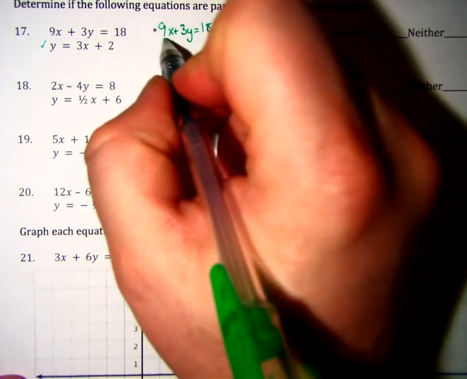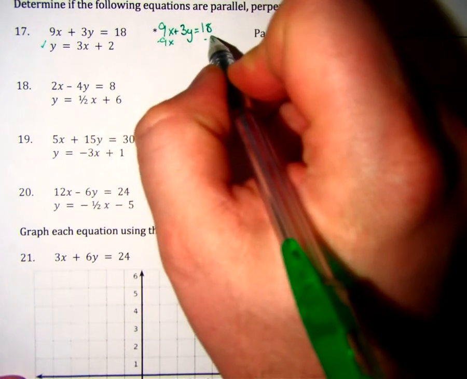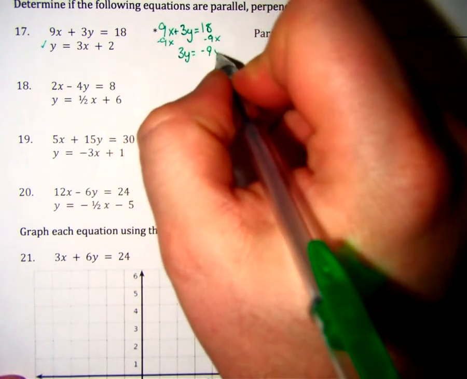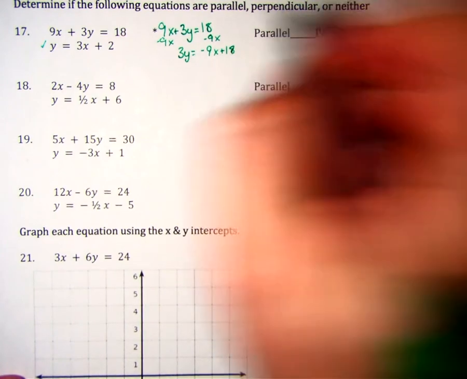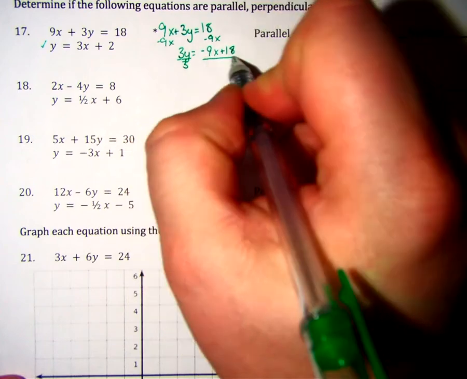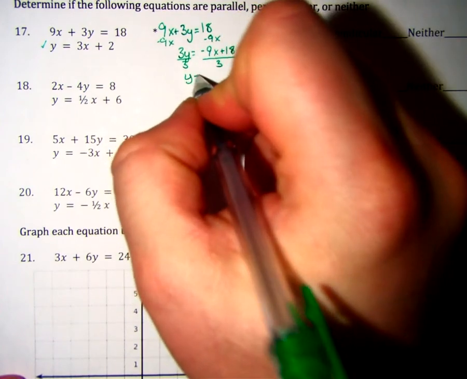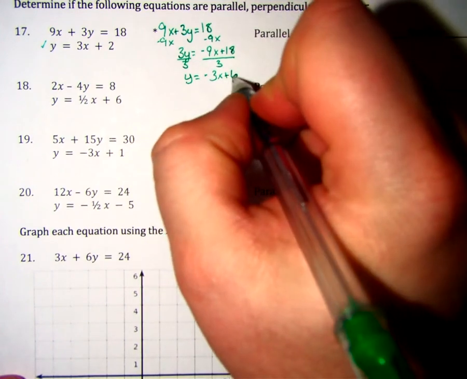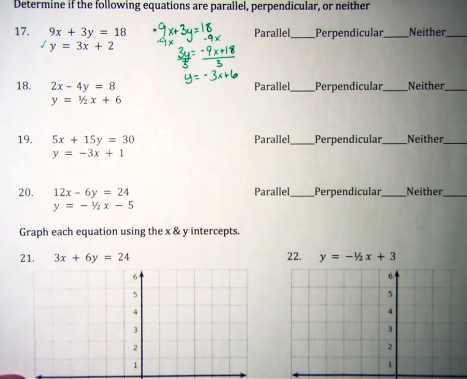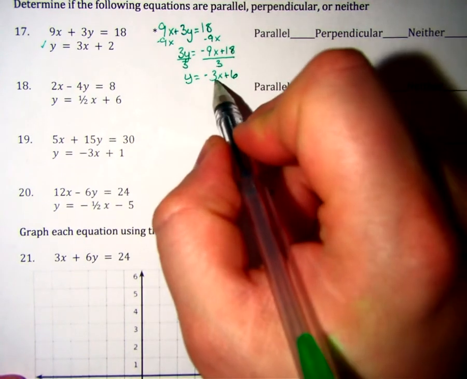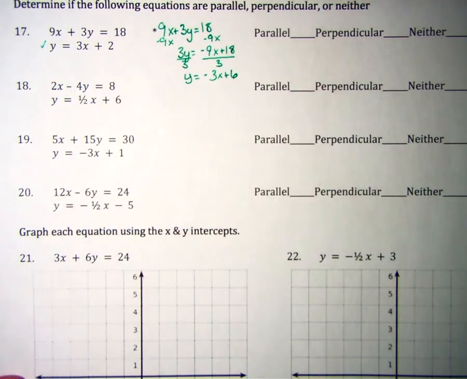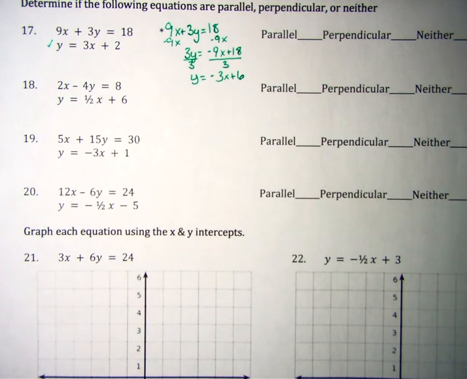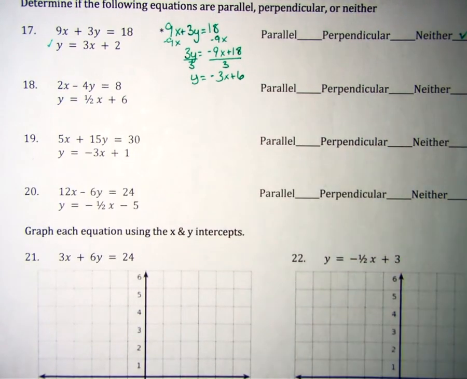So just like our previous problems, I'll subtract 9x from both sides, and 3y will be equal to negative 9x plus 18, where I will then divide by 3 on both sides, and y will be equal to negative 3x plus 6. And now I can see that I have a negative 3 slope and a positive 3 slope. Those are opposite slopes, but not opposite reciprocals. So our solution is going to be neither.